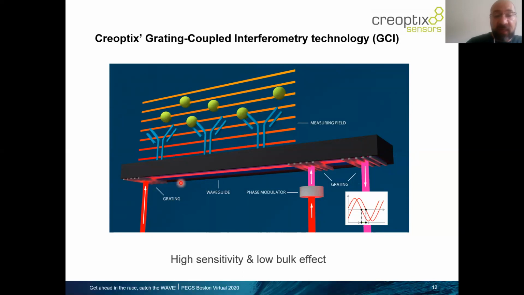By including gratings, which are microfabricated structures that keep the light coupled to the waveguide, upon a binding event the light coupled with the waveguide will interfere with the reference beam, creating a time-dependent and robust phase shift of the light, and this is what we are measuring. So the GCI is more sensitive.